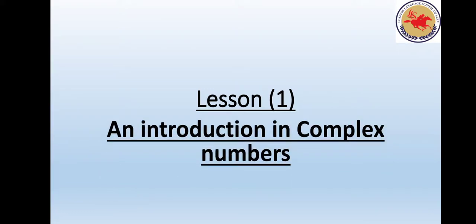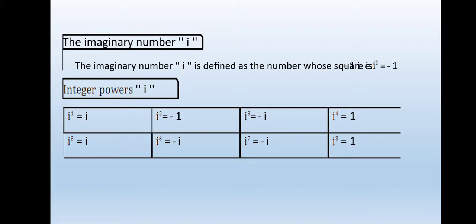Our lesson today, first lesson in algebra: complex numbers. Imaginary number. What's the meaning of imaginary number? Imaginary number is i, and we can put i power 2 equal negative 1.